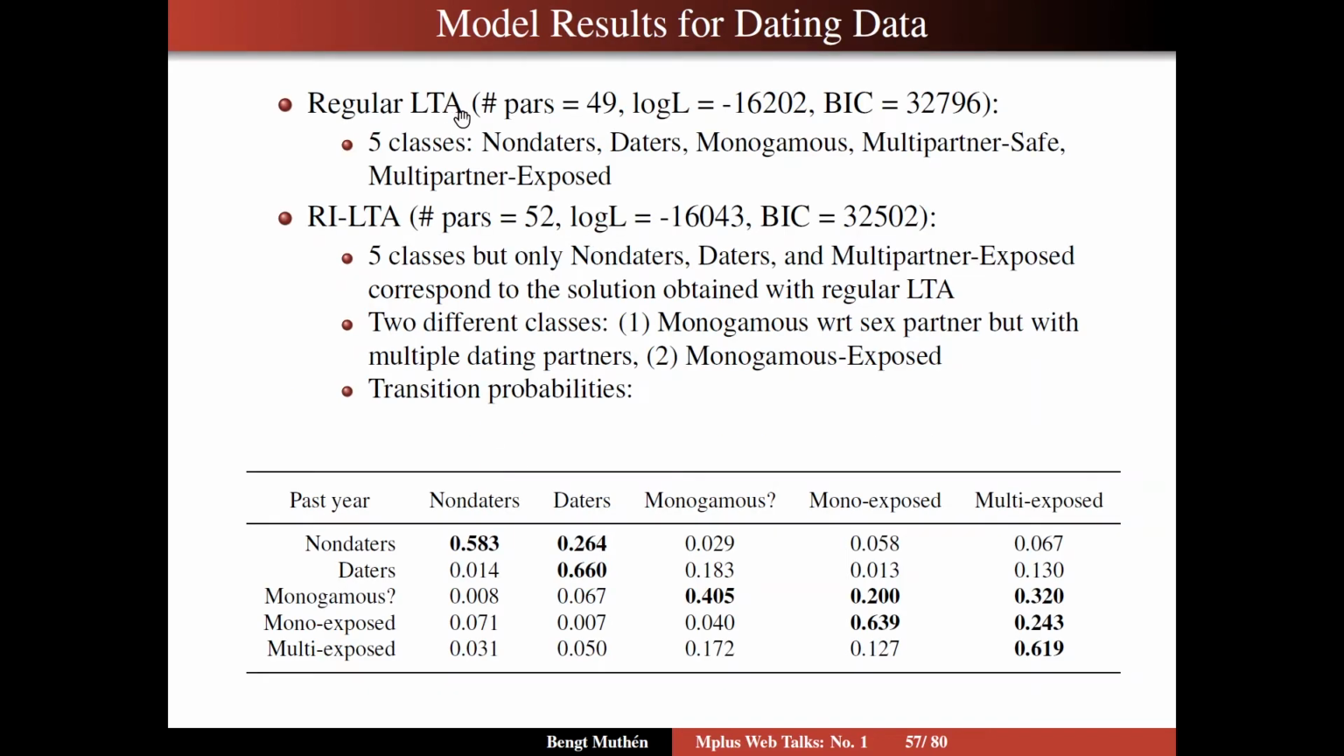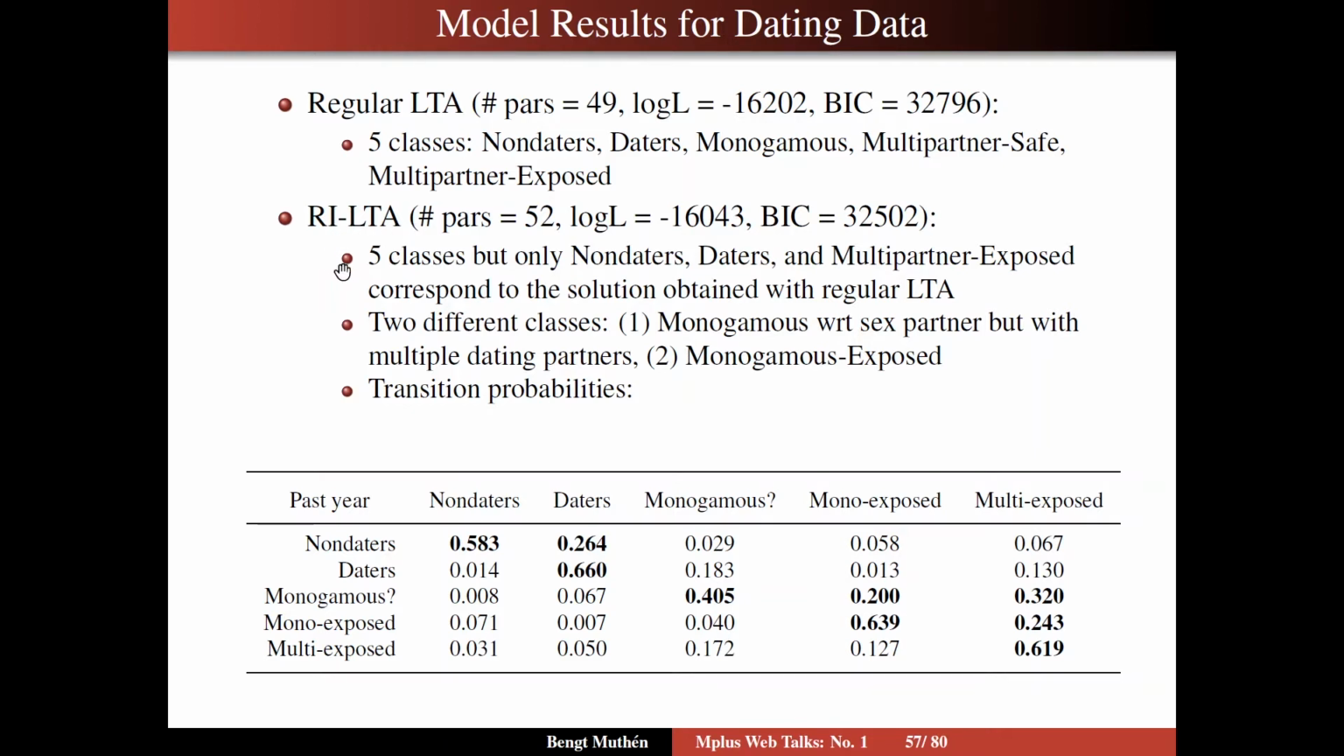So regular LTA then 49 parameters, RI-LTA has 52 parameters, 3 more for the 3 loadings for the random intercept factor. A substantial improvement in the log likelihood, this is much better, much higher, and a substantial improvement in BIC, almost 32,800 going down to 32,500, a very big drop.